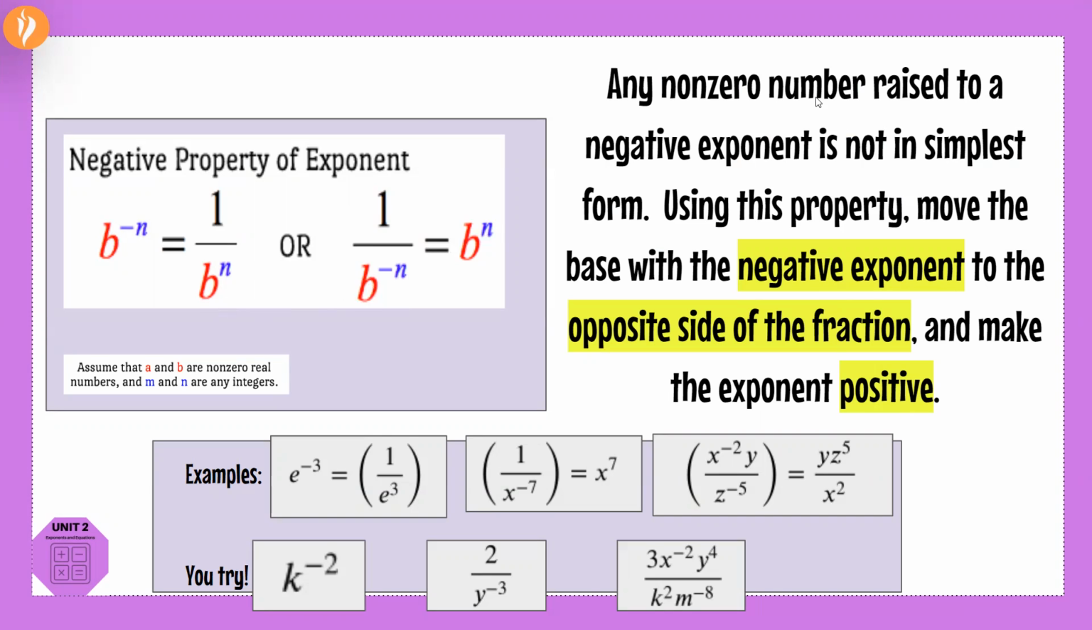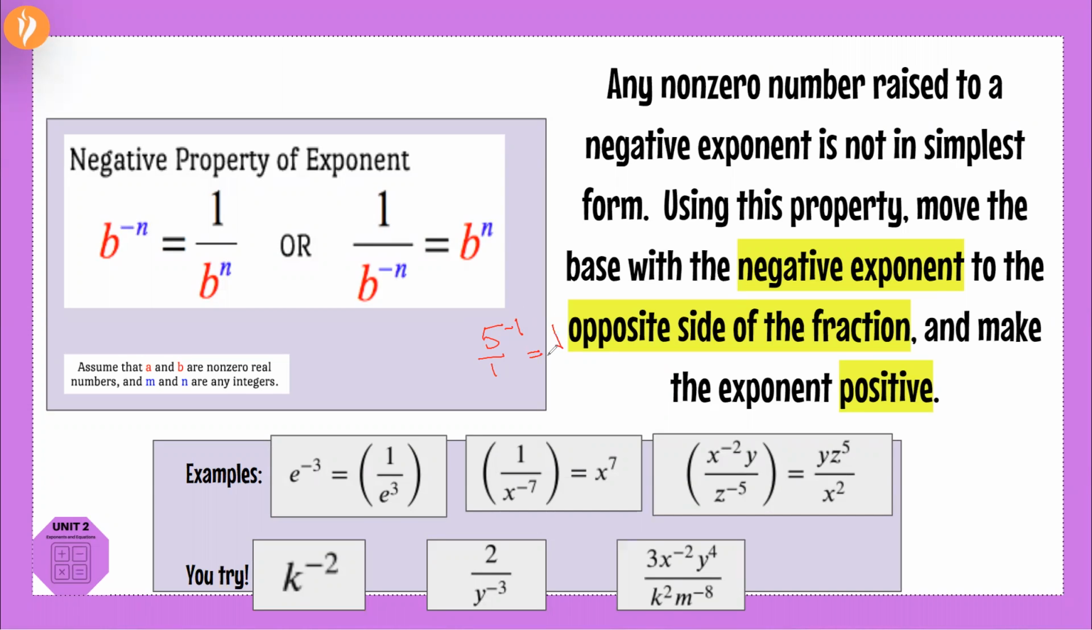Okay, so any non-zero number raised to a negative exponent is not in simplest form. You have to rewrite it. Using this property, move the base with the negative exponent to the opposite side of the fraction, and then the exponent becomes positive. Of course, any number, like if I just had the number 5, that means if I wrote this as a fraction, 5 is in the numerator, okay? So if I have 5 raised to the negative 1, that means 5 has got to flip over that fraction bar. It's got to go down into the denominator, and then my negative sign goes away.